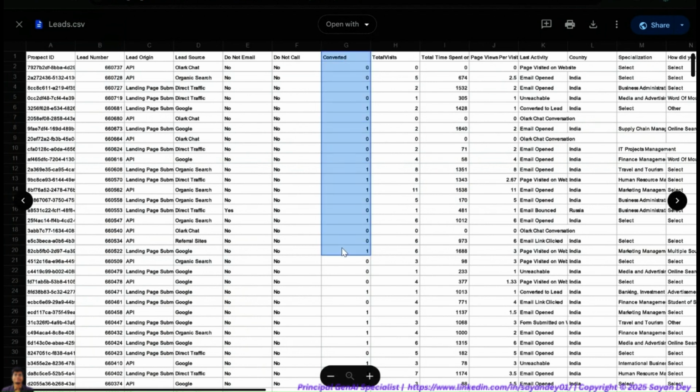But now you'll build a model, and next time you have a new lead, a new customer, you will try to predict whether that customer will convert or not convert. So based on the historical data, you build a model, and next time we have a new lead or a new customer, we will try to predict whether the lead will convert or not convert.